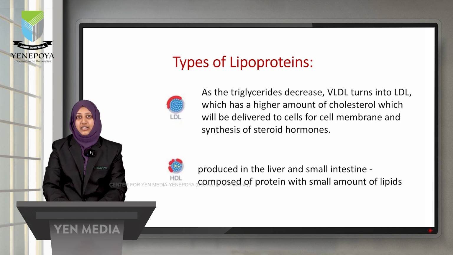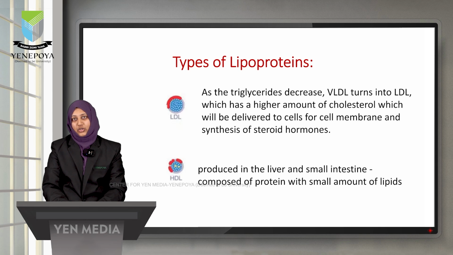Whereas HDL is produced in the liver and small intestine, and is composed of proteins with a smaller amount of lipids. Now, LDL is also called bad cholesterol, whereas HDL is called good cholesterol. So, why is it called bad cholesterol and good cholesterol?